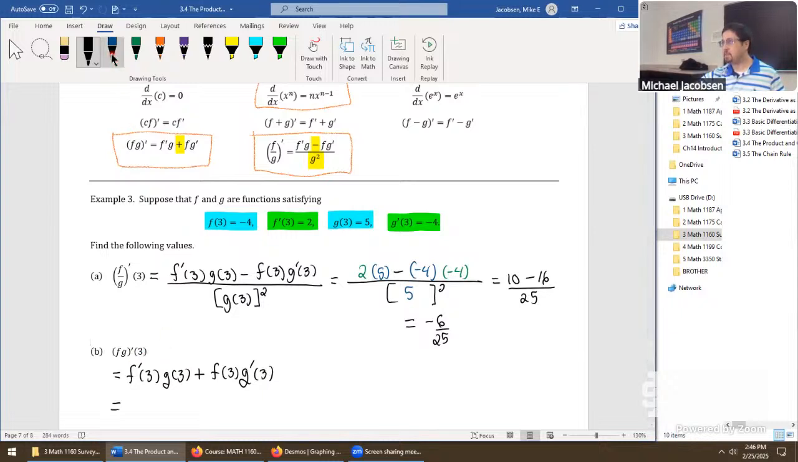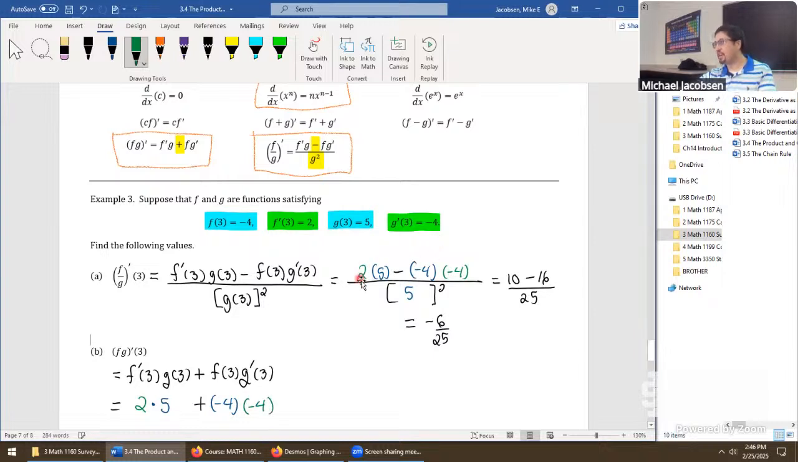Then next, this is the fun part. We just do a table lookup. F prime at 3 is talking about the derivative, so 2 goes here. G at 3 is a function value, 5, plus F at 3 is another function value, -4. G prime at 3 is a derivative, so another -4 on that one.